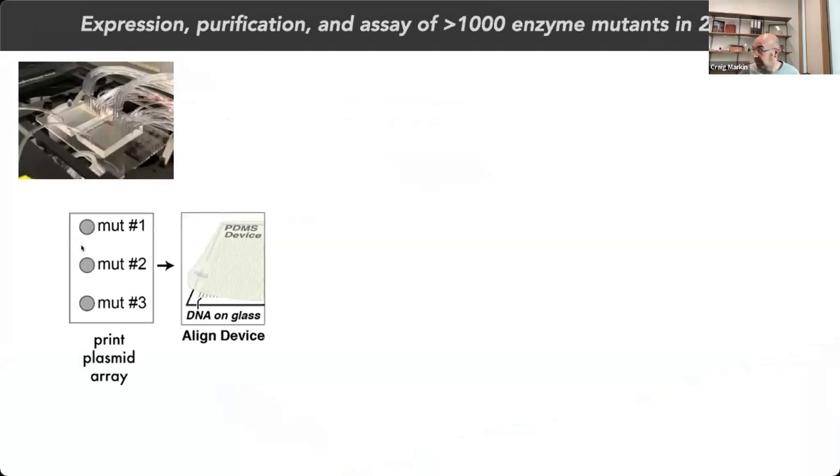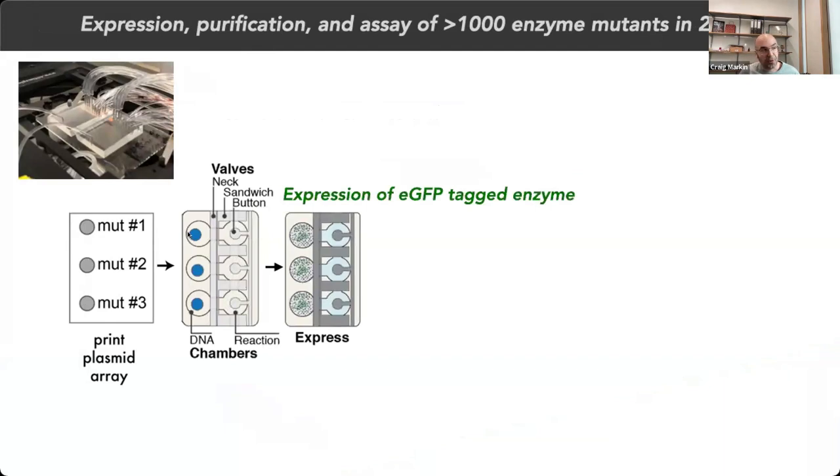We first just print a plasmid library of mutant enzymes on a glass slide. So these gray circles represent spots of plasmid DNA. We can then align our microfluidic device on top so that each plasmid spot is in its own microchamber. And so each chamber is kind of dumbbell shaped. One chamber holds the plasmid, and the other chamber is what we're going to use as the reaction chamber. And in light gray here are a series of valves on the chip that provide control over fluid flow over the device, and they prevent cross-contamination between chambers.